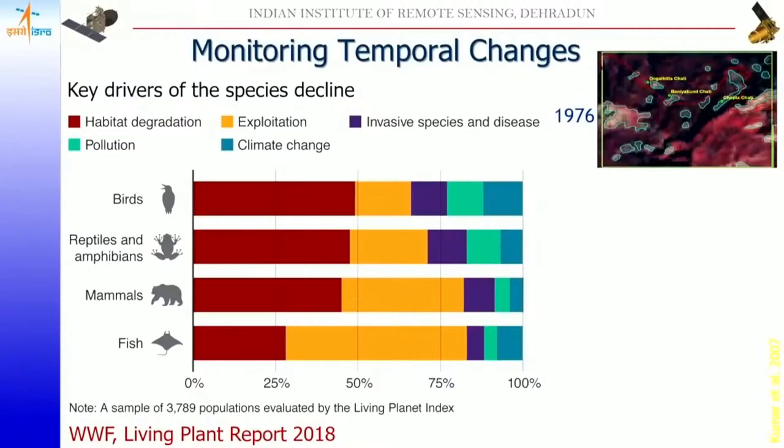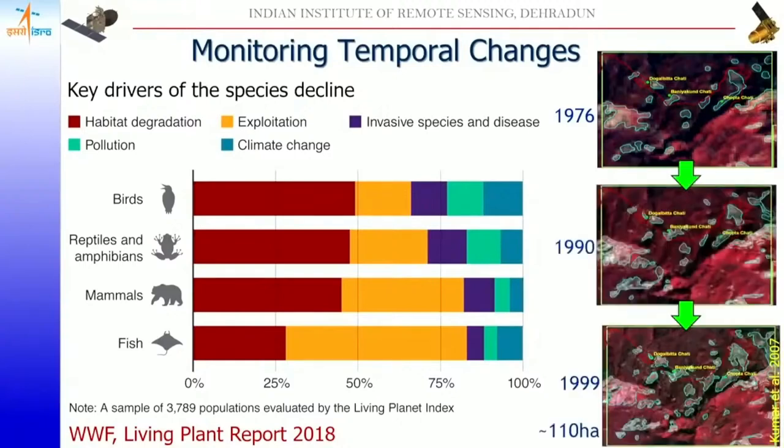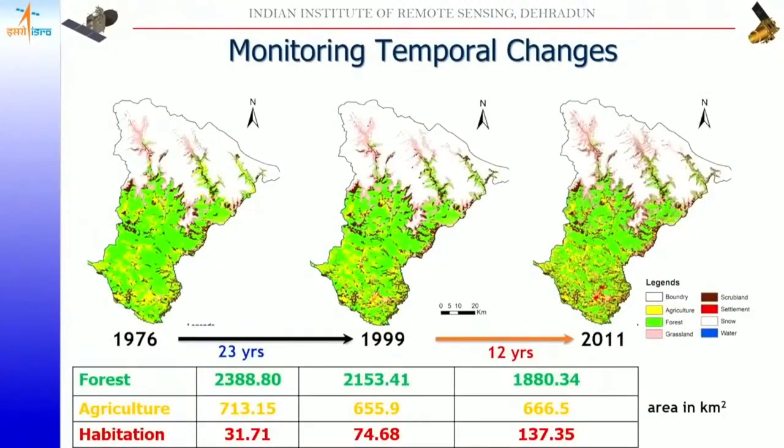In a small area we can do the exercise with on-screen visualization. With time series images we can assess the gap areas, how the forest gaps have increased, and how much area is converted from forest to non-forest. For a larger landscape, various GIS software and remote sensing are very useful in assessing temporal changes.